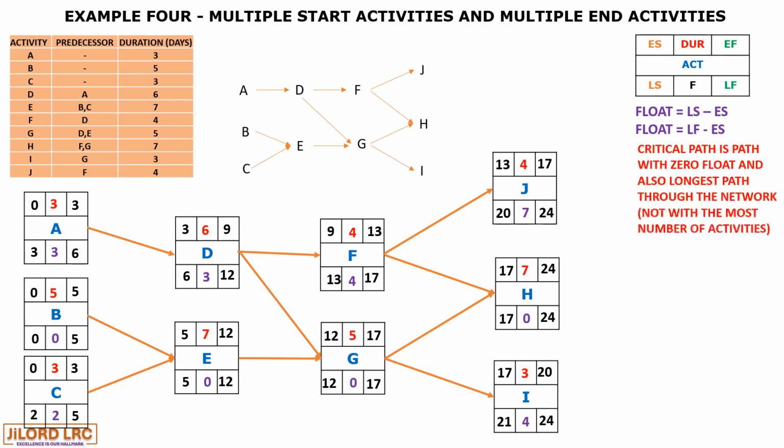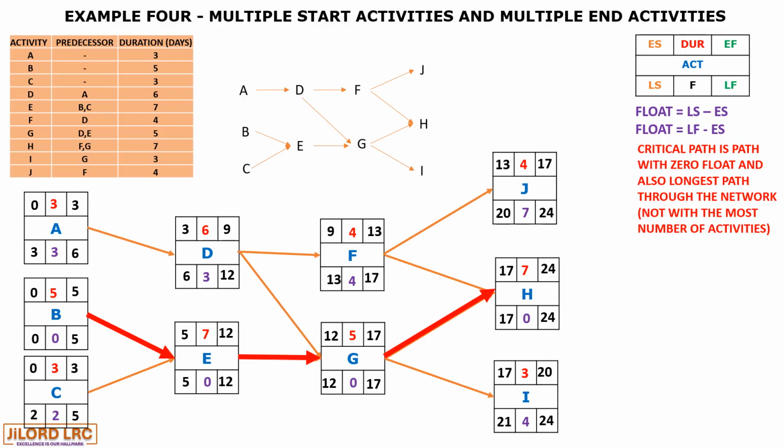What is left now is to have our floats and then also determine the critical path. The critical path can be determined when we conclude on our floats. So the float is either the late start minus early start or late finish minus early finish. So we'll do that.